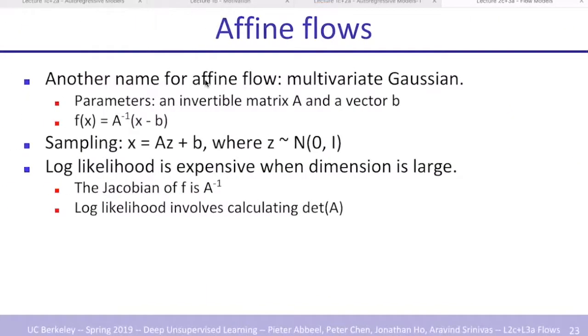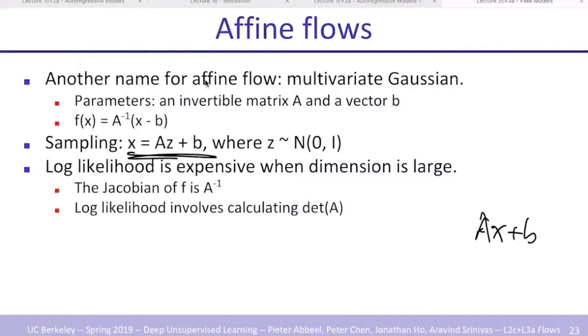Let's talk about the simplest possible flow. Okay. So the simplest possible flow we can have is the affine flow. Do you know what affine means? Affine is actually just a fancy word for, it's not a fancy word, but it's linear but with a bias. When we talk about linear, we actually just mean ax. When we talk about affine, we just mean that we have ax plus b. So affine flow is basically a flow that is defined to be this way.